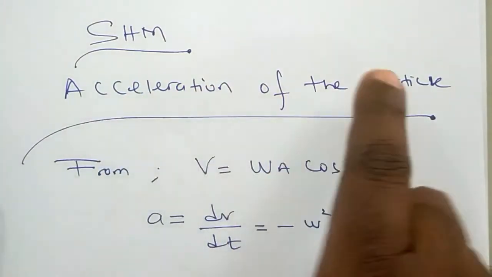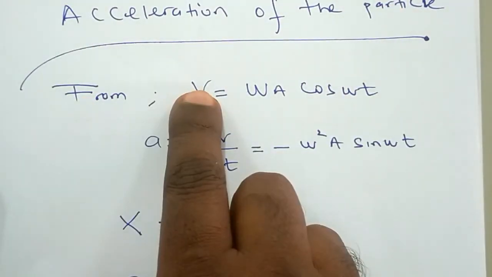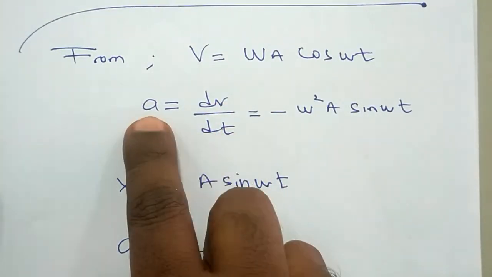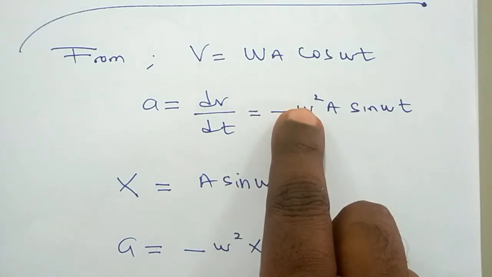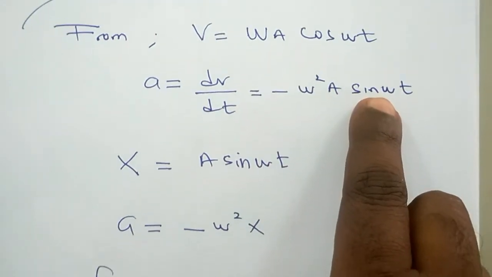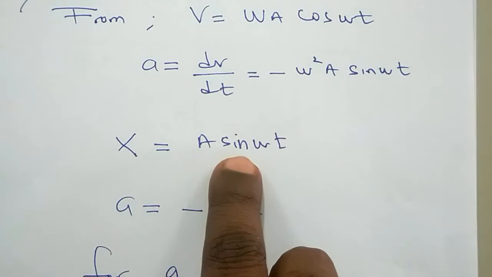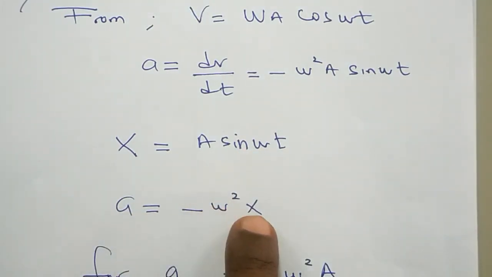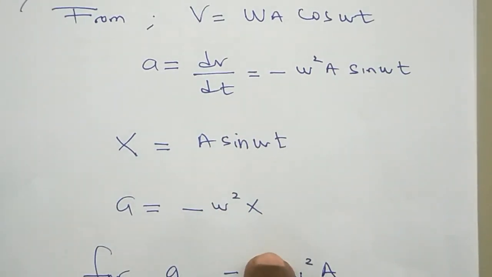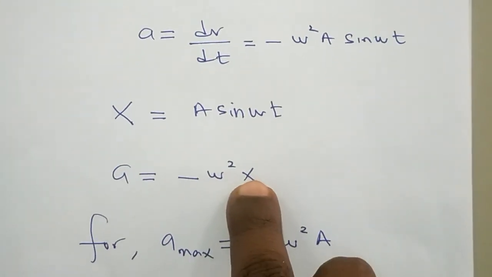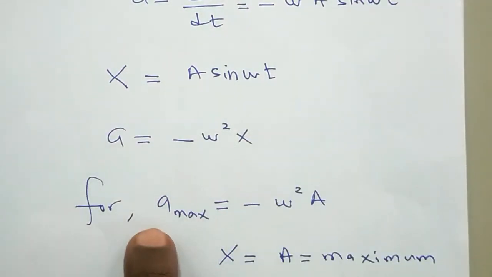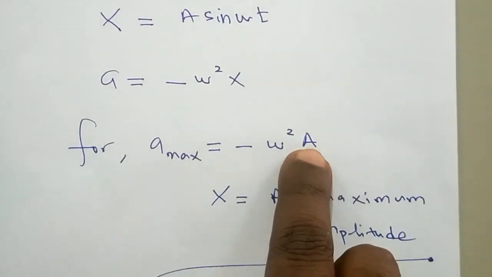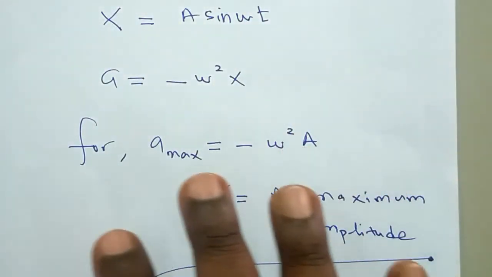For acceleration of the particle, from v equals omega a cos omega t, differentiate v with respect to t to get the acceleration, which equals negative omega squared a sin omega t. We know that x equals a sin omega t. Finally, acceleration equals negative omega squared x. For the maximum acceleration, x equals amplitude. So maximum acceleration equals negative omega squared a. Simple like a bubble without giving you any trouble.